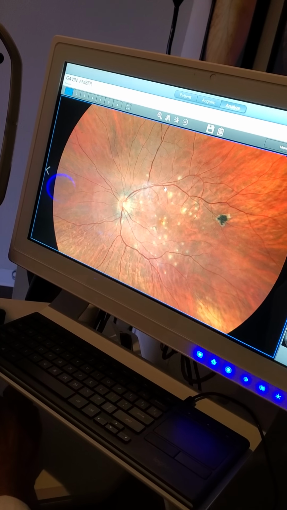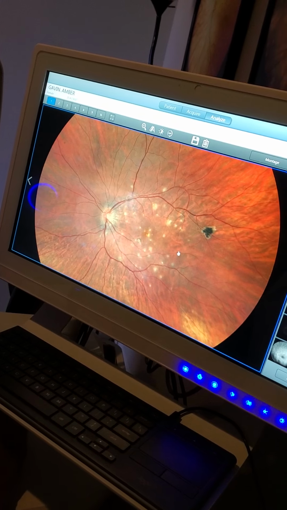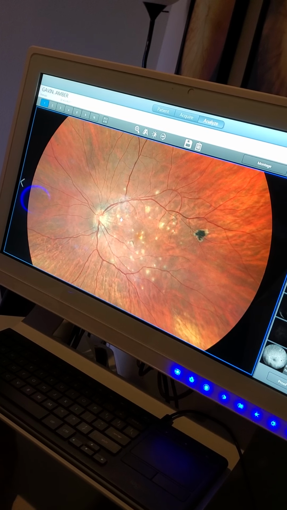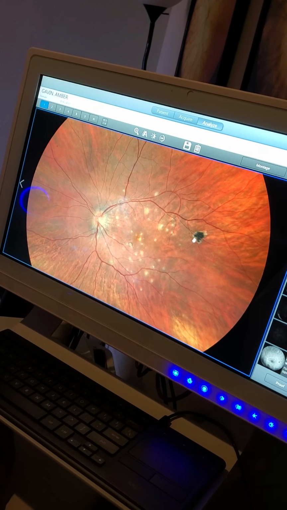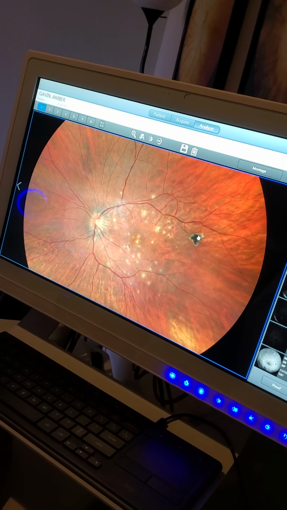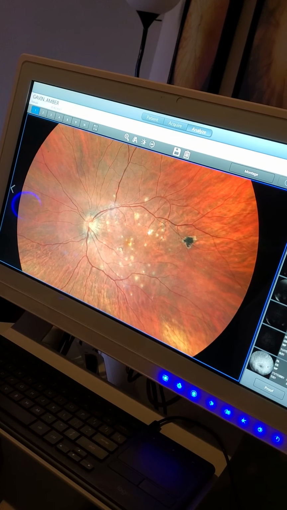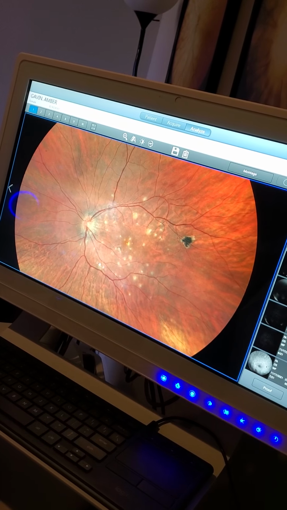When you look at it at first, you're like, oh God, that looks bad. But in reality, these are actually old scars. What's that black thing? That's a scar as well, a larger scar for that matter. So you have all these multiple areas here that are kind of dense white.